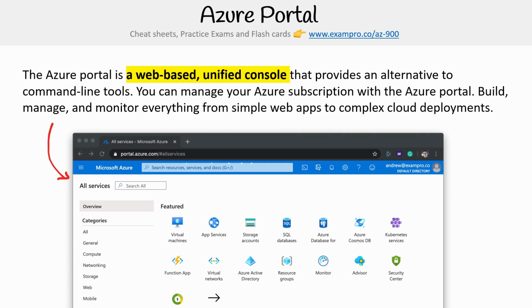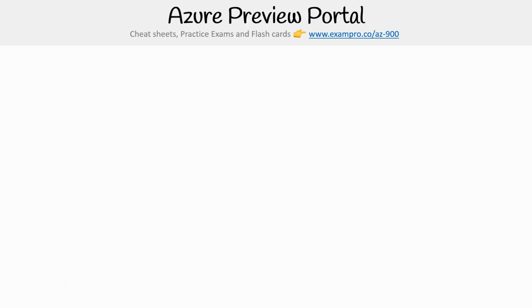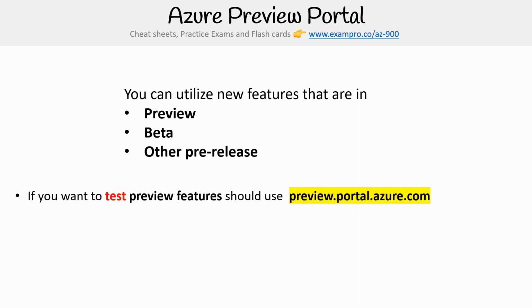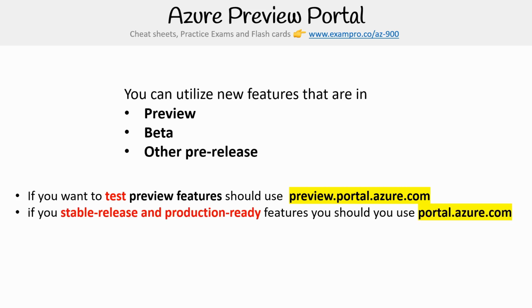There's another thing about Azure Portal, and that's Azure Preview Portal. So the thing is that sometimes there are new features or new products that Azure has made that are not necessarily generally available, but you can get a sneak peek of them sooner if you use the Azure Preview Portal. So that could be previews, betas, or other pre-releases. So the way you would do that is very similar to how you'd access the regular portal. But if you want a test preview of new features, you go to preview.portal.azure.com. Or if you're looking for stable release and production ready features, you just use portal.azure.com. So that's all you need to know about the Azure Portal.